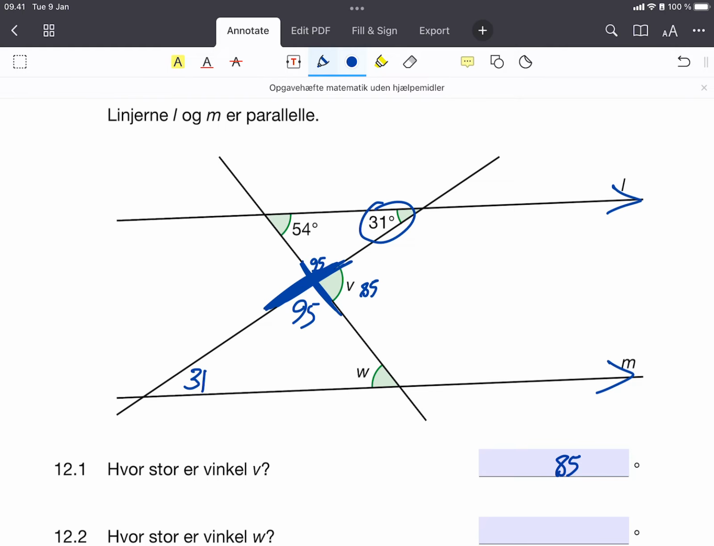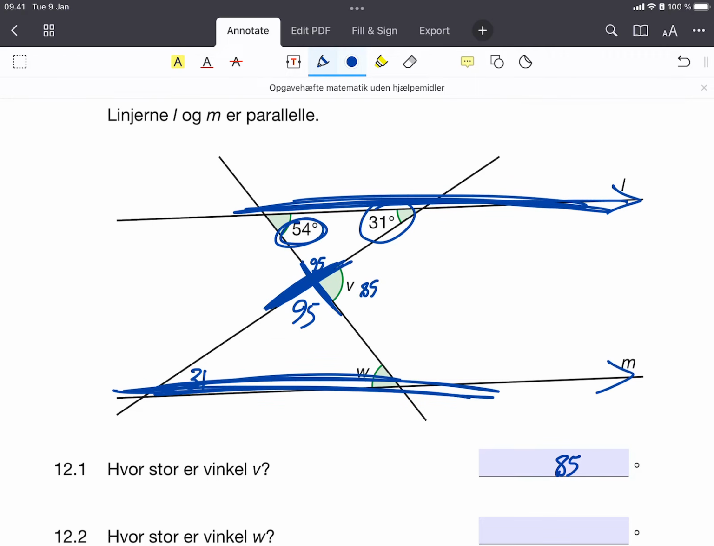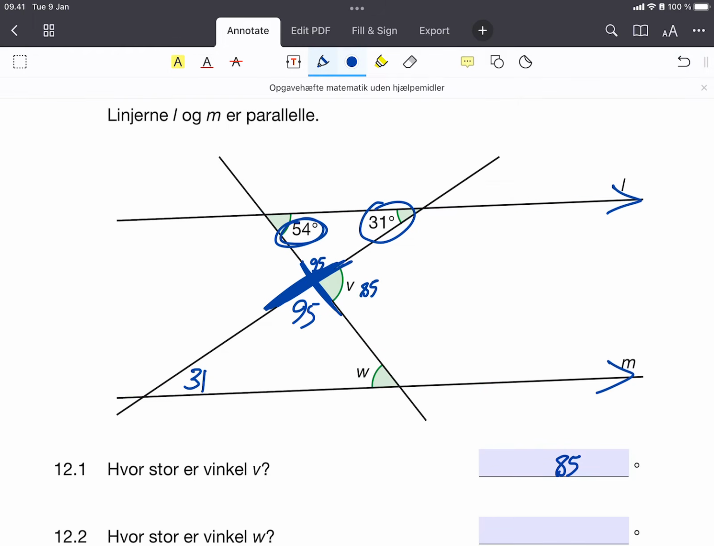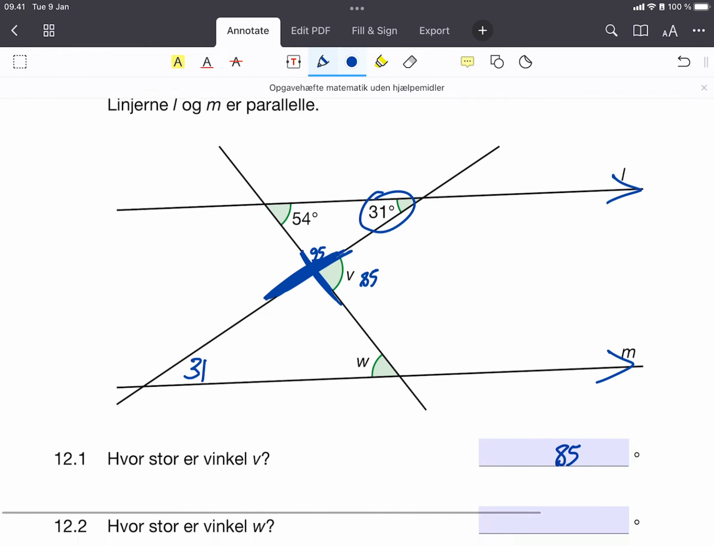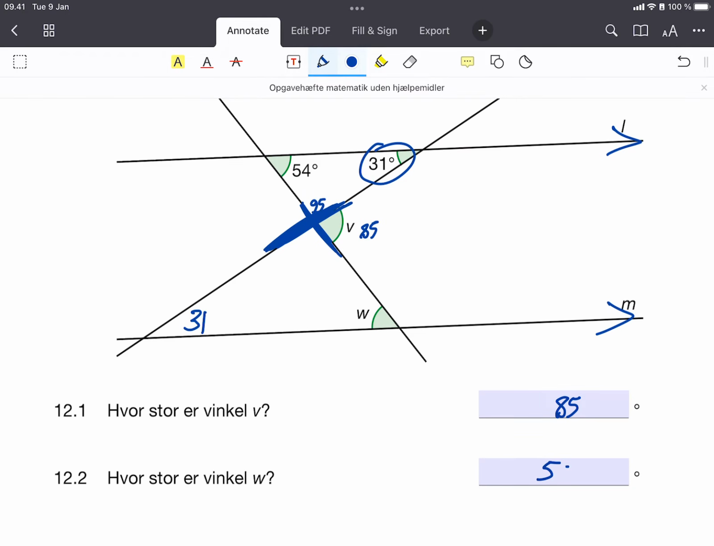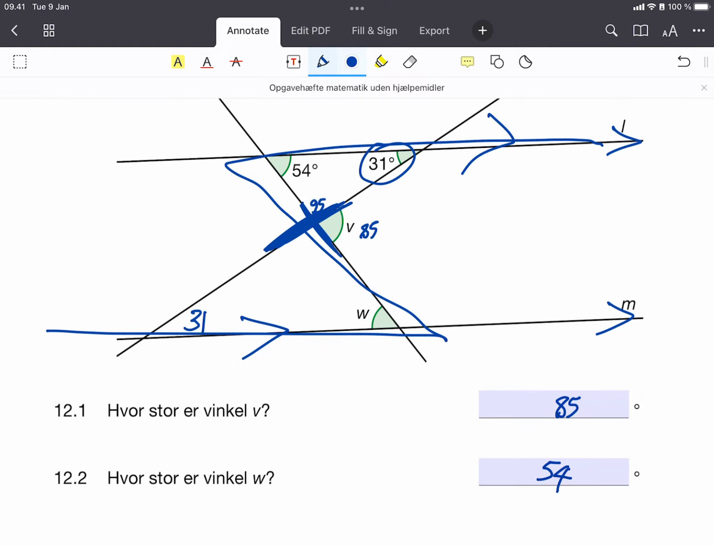And then, in fact, I didn't really need to think about any of that because I've just spotted that there's a 54 there. And the 54 forms a Z shape with 2 parallel lines, with the 54 at the top and the W at the bottom. So it's 54 because it's an alternate angle with the 54 at the top. So Z shape with two parallel lines, angles are the same at the top and the bottom.